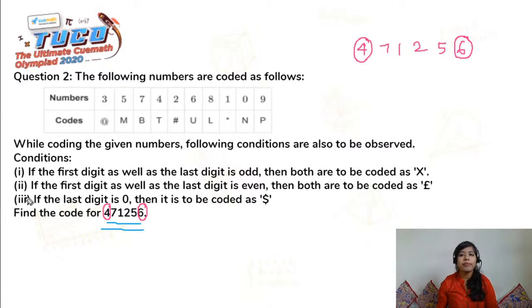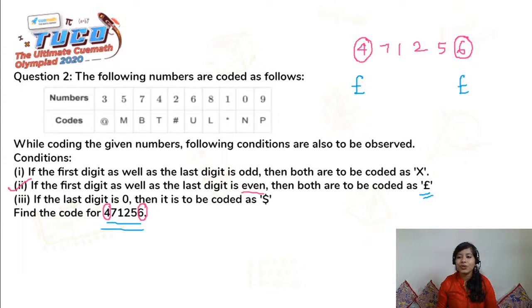So which condition am I going to use for this? Which condition is relevant to the situation? Definitely the second one, because the second one implies the first digit and the last digit is even. Then both of these are coded as the symbol euro. Okay, so I could say this, right? So we have got the coding for the first and the last letter. Okay, now please try out for the rest of them.